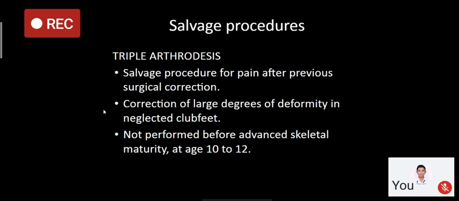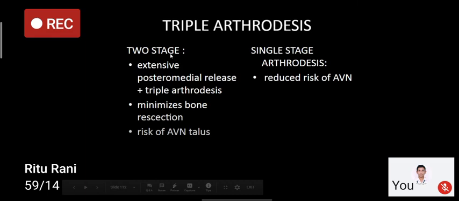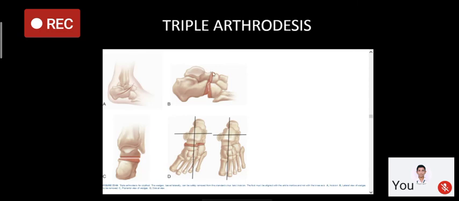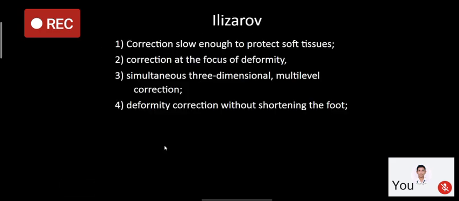This is the question usually asked in the NEET exam. The benefit is correction of a large degree of deformity in the neglected clubfoot. You can go for this. And it is not performed before advanced skeletal maturity because this can lead on to a deformed, shortened foot. The foot gets shortened. What we do in triple arthrodesis can be 2 stage or single stage. In a 2 stage procedure, bony resection is minimum, and in single stage there is reduced risk of avascular necrosis. What are the joints? This is talonavicular, calcaneocuboid, and subtalar. These are the joints which are there.